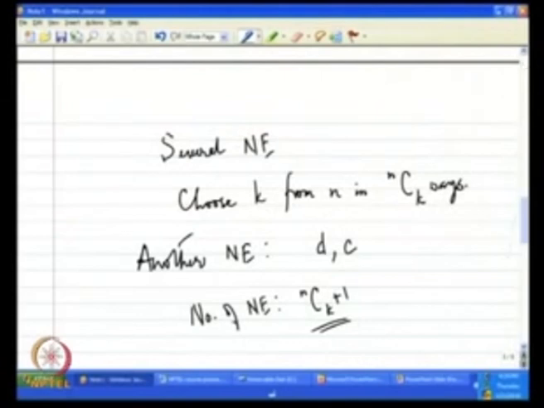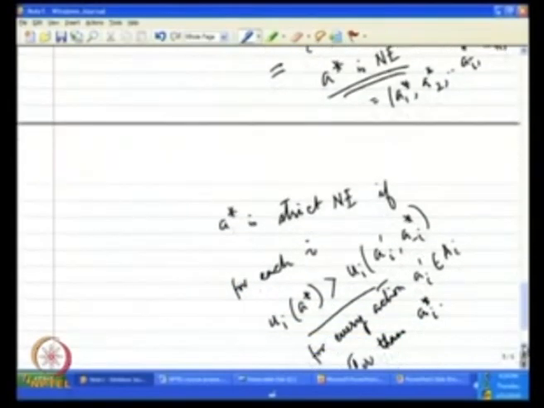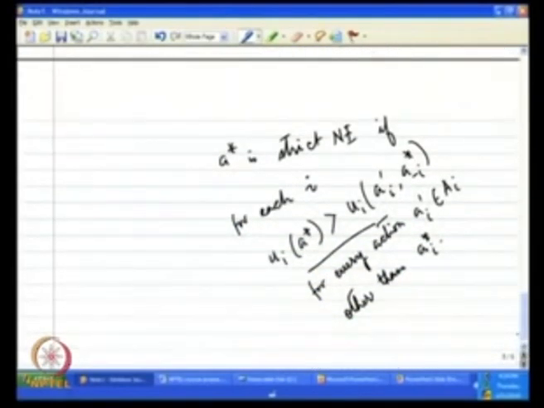If you have noticed in this definition of Nash equilibrium, for all A_i dashed in capital A_i, this A_i dashed could have been A_i star also, in which case this will turn into an equality. And I do not want to do that. I want to consider only those actions which are not the Nash equilibrium action. So for every action A_i dashed in capital A_i other than A_i star, it must be the case that the person is getting strictly less. This is strictly greater than.